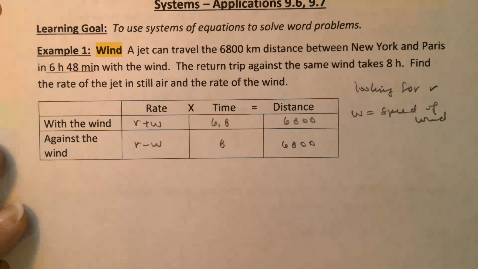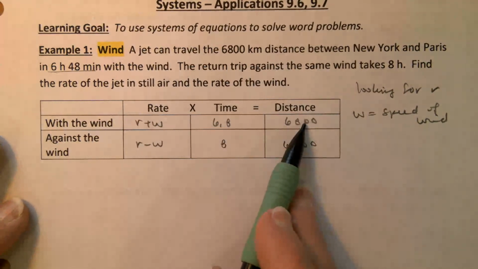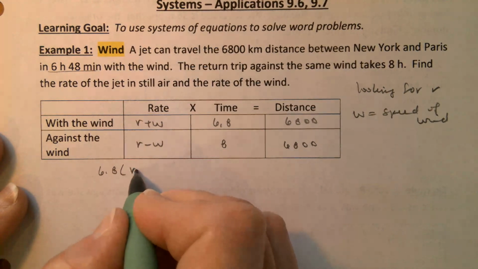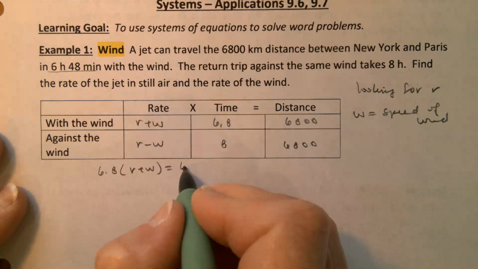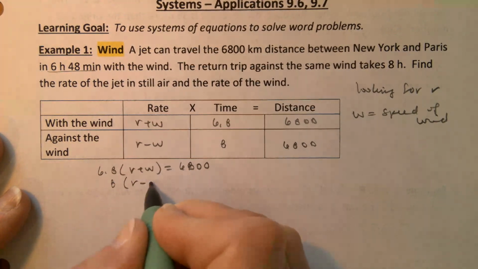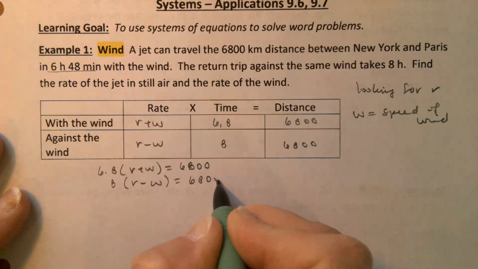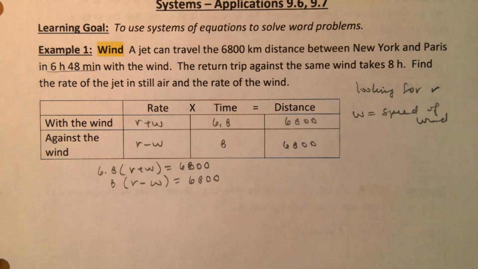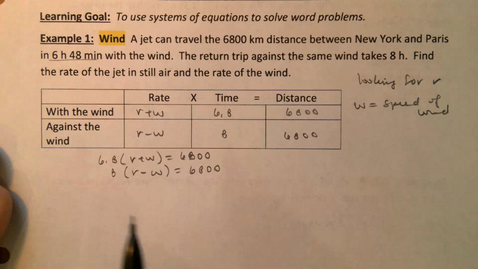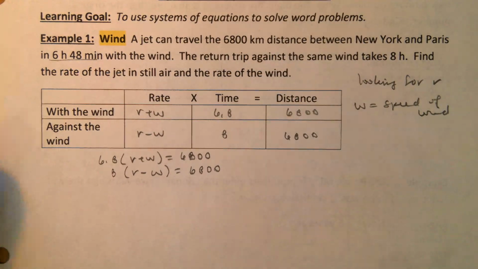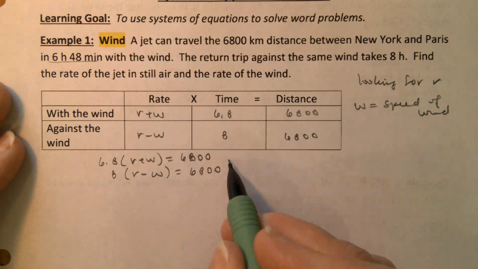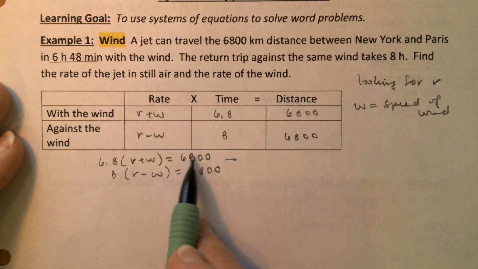So here we have these two equations because it's rate times time equals distance. Let me write this out. We'll have 6.8 times (r plus w) equals 6,800. And here we have 8 times (r minus w) equals 6,800. Now, there's our system. The inclination is, well, let me distribute first. Don't distribute first. Watch what happens. If I take this equation, I have 6.8 times this quantity. I'm going to take this quantity and divide both sides.